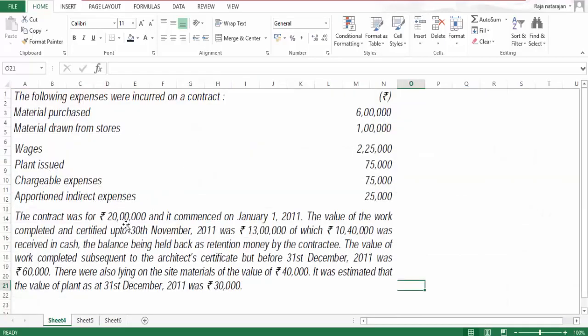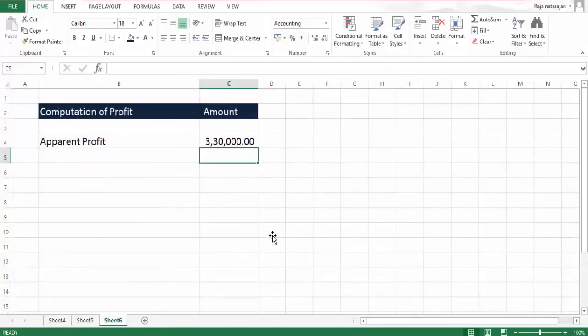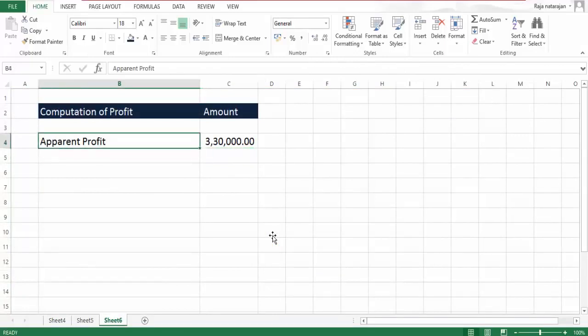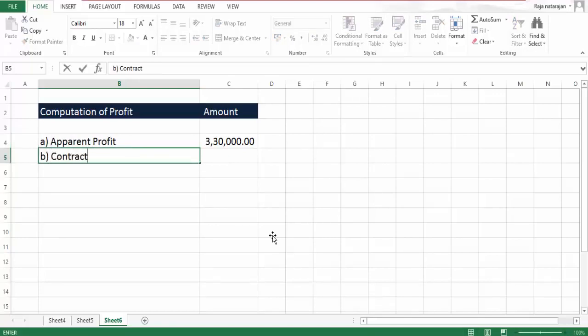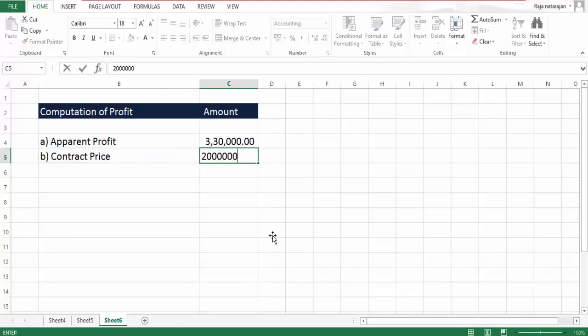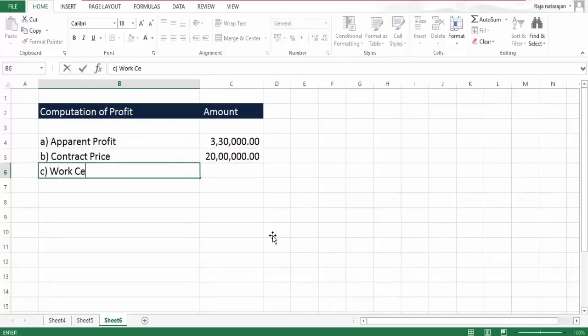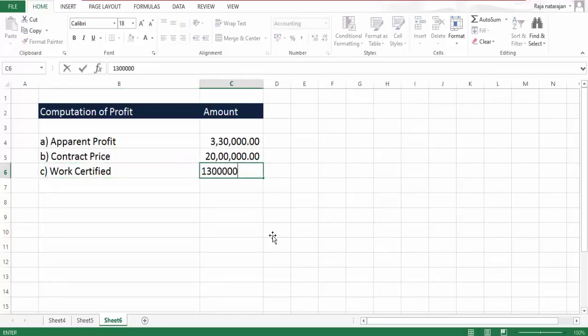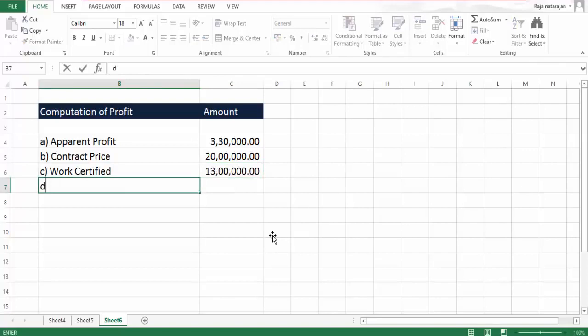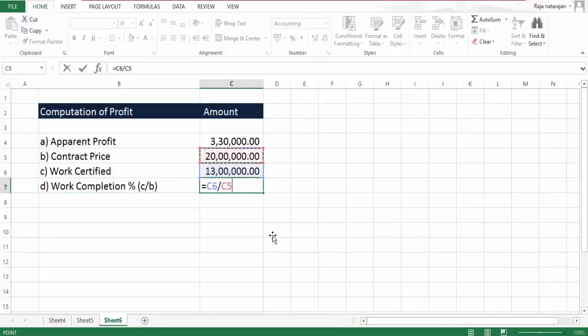The contract price is 20 lakhs, and the work that got certified is 13 lakhs. So let's find out the percentage of work completed. I'll say this is item A. We know the contract price is 20 lakhs and work certified is 13 lakhs. So the work certified or work completion percentage is C divided by B: 13 lakhs divided by 20 lakhs, so in percentage it is 65%.